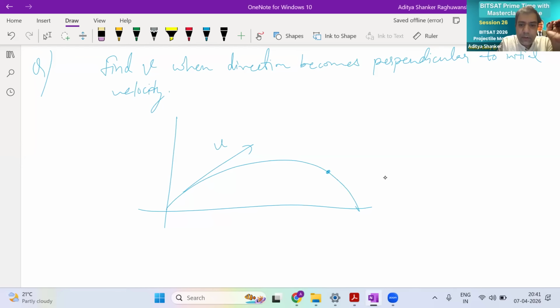Are you getting what I'm talking about? This is going to be perpendicular to this direction. That means this direction is perpendicular to initial direction. If initial angle is theta, this is going to be 90 minus theta. So with horizontal, when this ball comes here, it is making 90 minus theta. It is asking what is going to be this V.